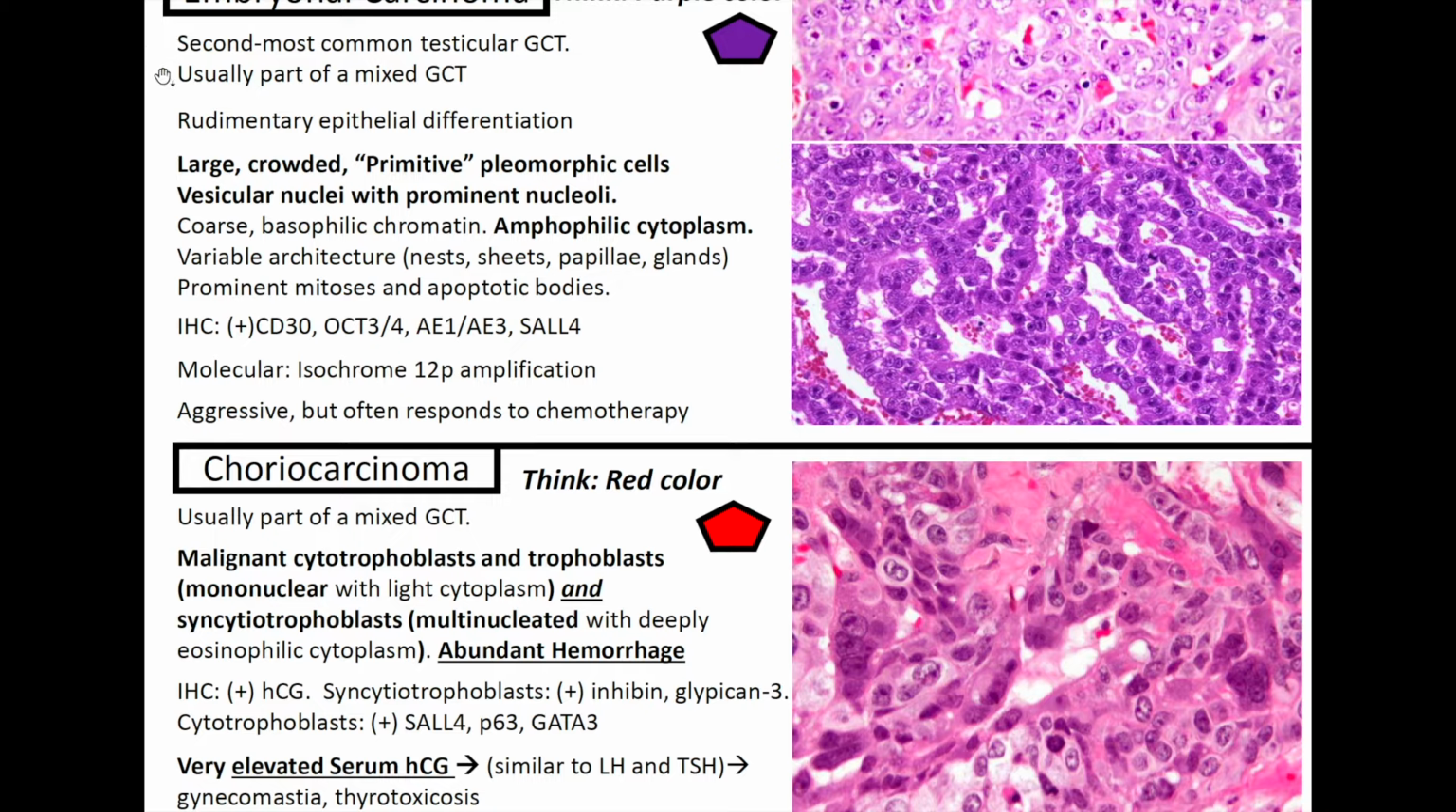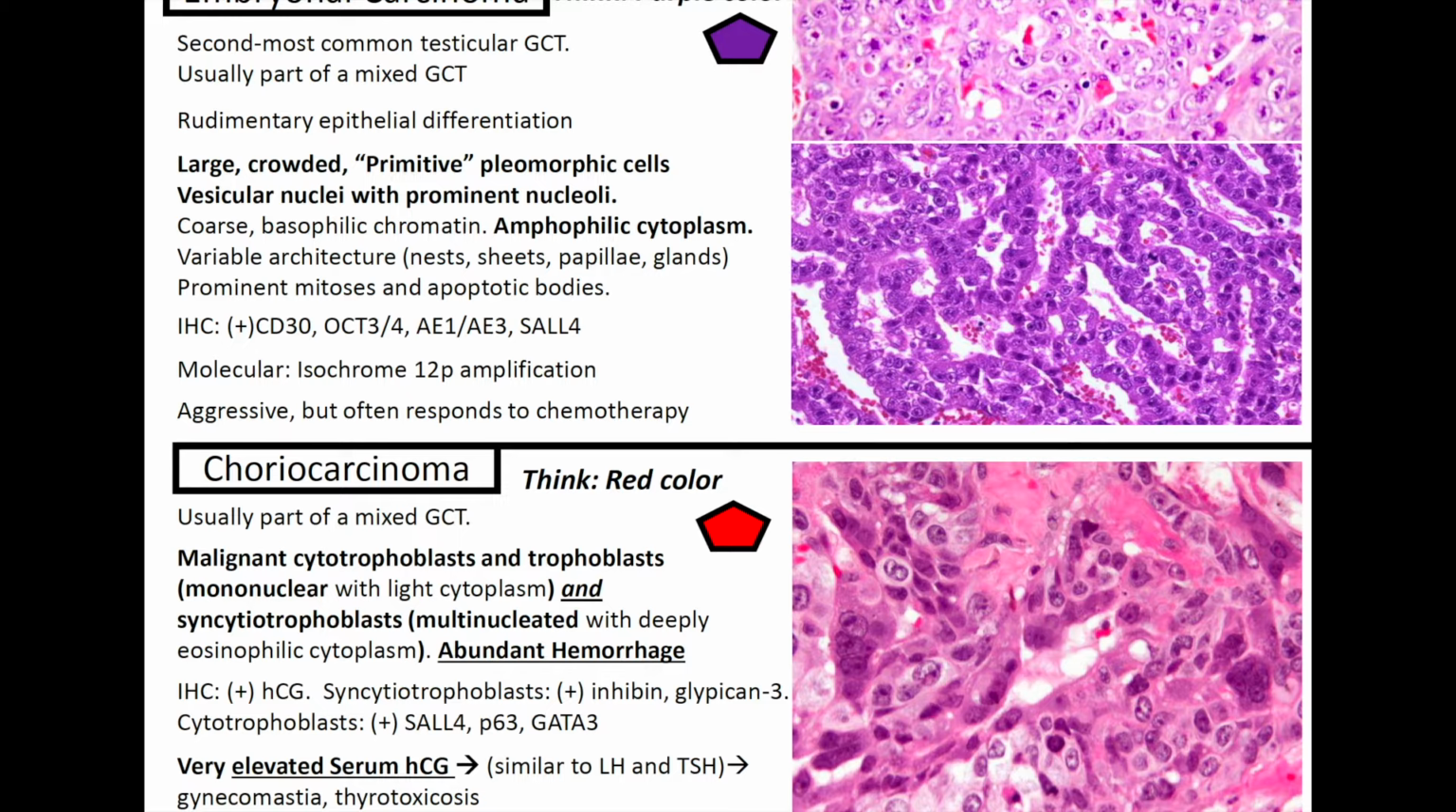There's large, crowded, primitive pleomorphic cells and vesicular nuclei with prominent nucleoli. There's coarse basophilic chromatin and amphophilic cytoplasm. You can have variable architecture in embryonal carcinomas with nests, sheets, papillae, and glands, and prominent mitoses and apoptotic bodies.